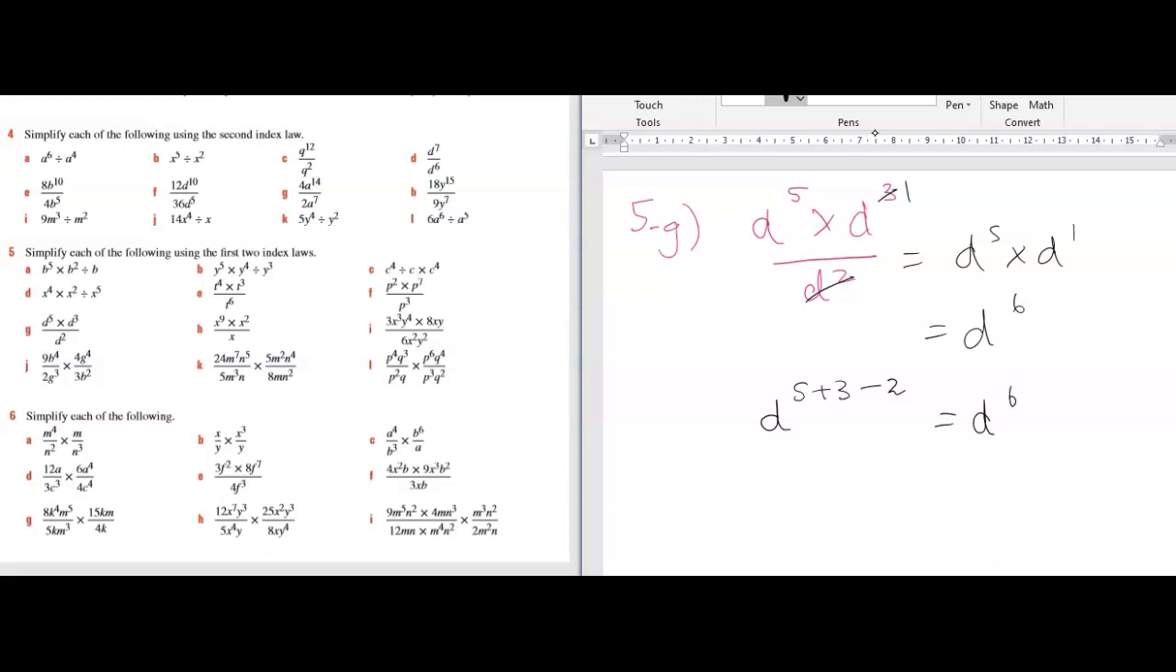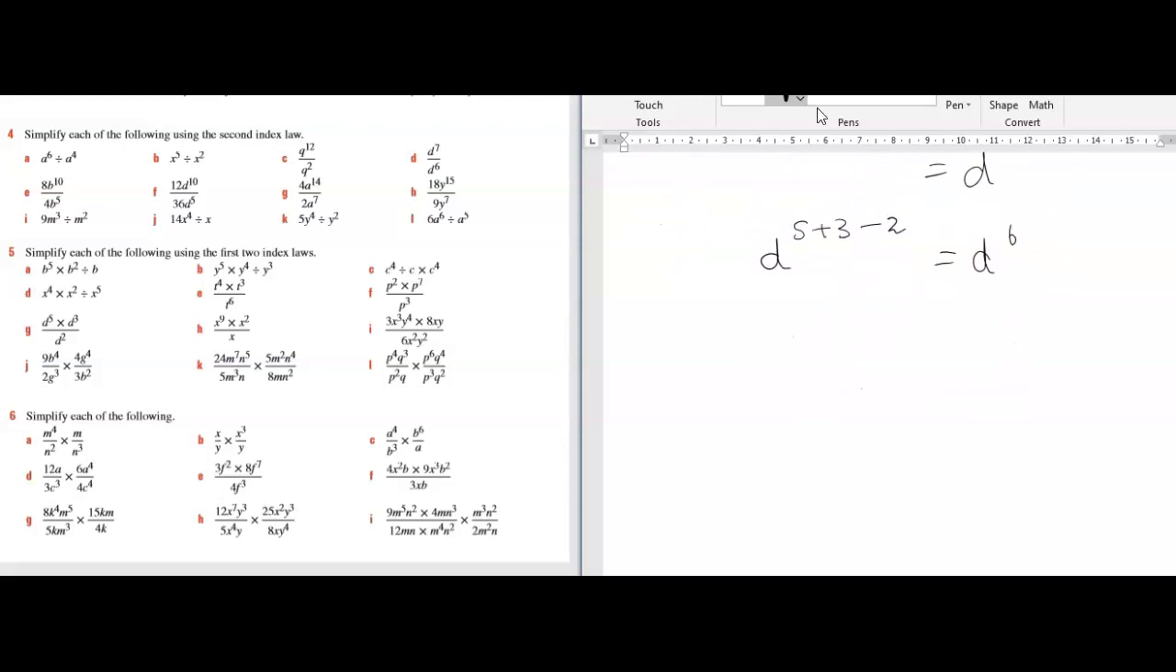Okay, so either way, you can work with your problem doing it like that. Eventually, you will do it like that because it's just more efficient. But to start with, just learning your index laws, you can do it like that. All right, let's do K.